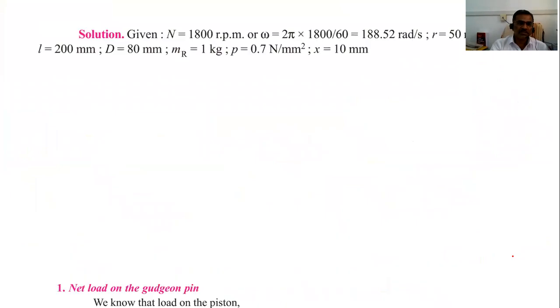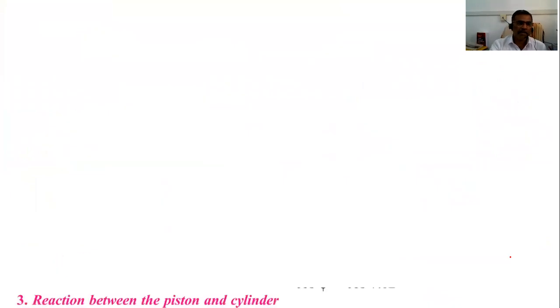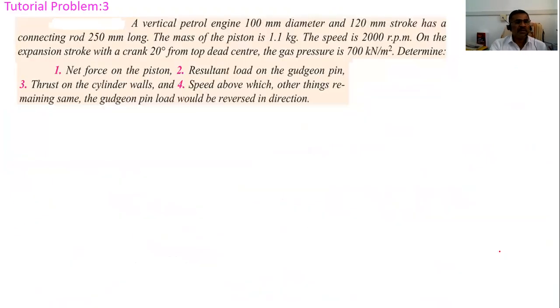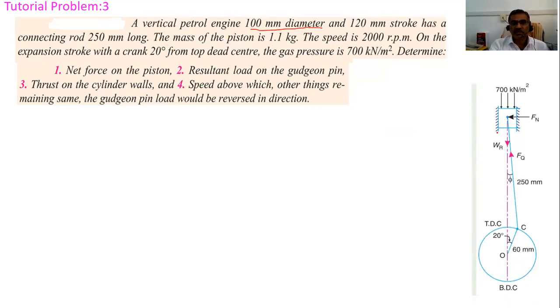Next problem is on a vertical petrol engine. In the last problem it was horizontal. This problem is a vertical petrol engine, the cylinder diameter is 100 millimeter. The speed N is equal to 2000 rpm.